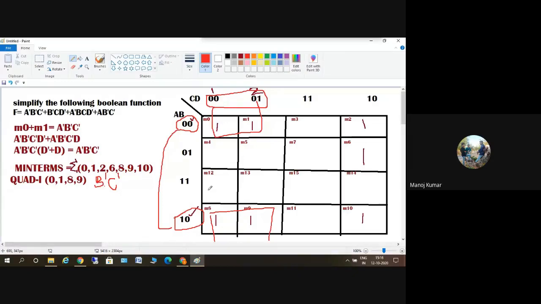No, sir. So pairs I can tell. So this is one pair. Okay. This is one pair. And is there any possibility of another quad?